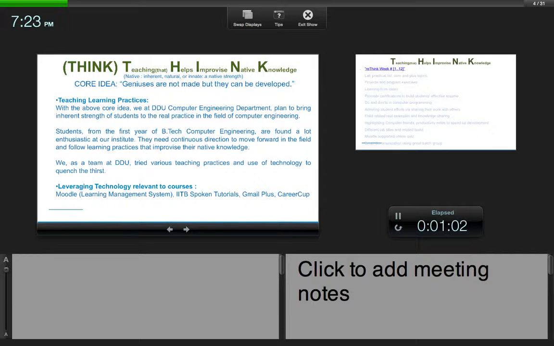Students admitted to the BTech first year are very enthusiastic. All we need to do is give them a better direction with different teaching learning practices. And of course, the tools we used are the Moodle Learning Management System, the IIT Bombay provided Spoken Tutorials, Gmail Plus, and the CareerCup.